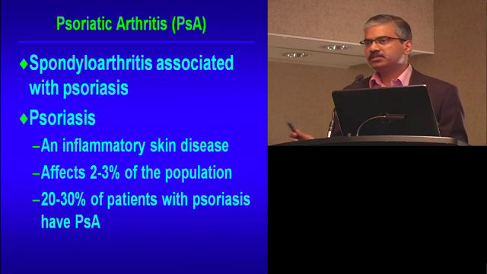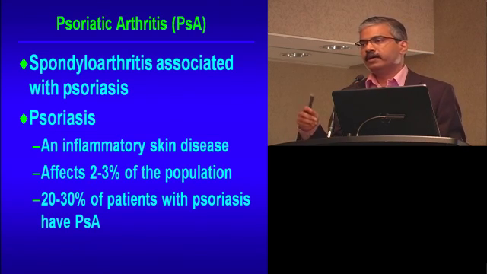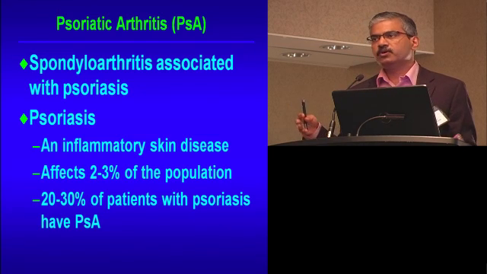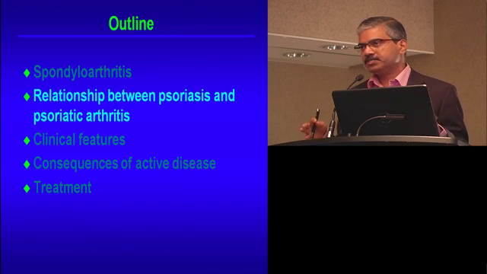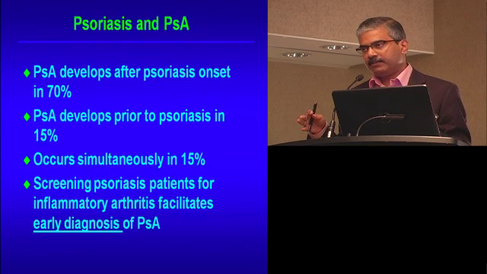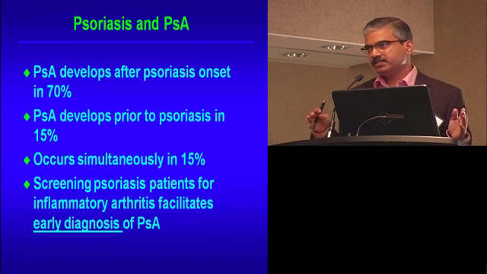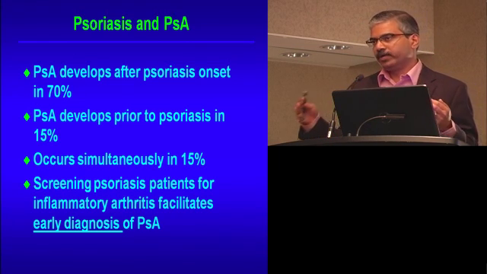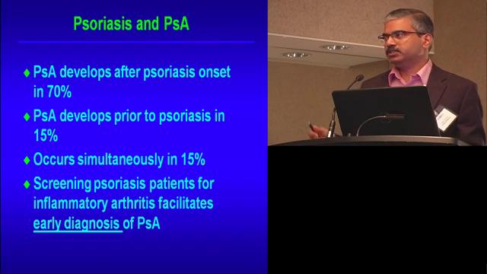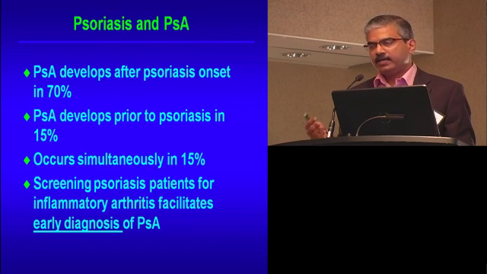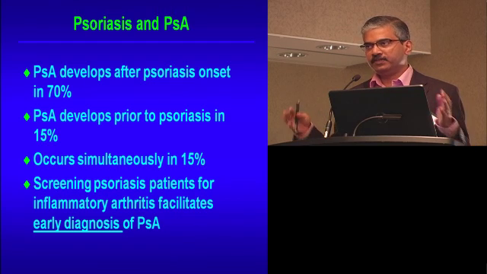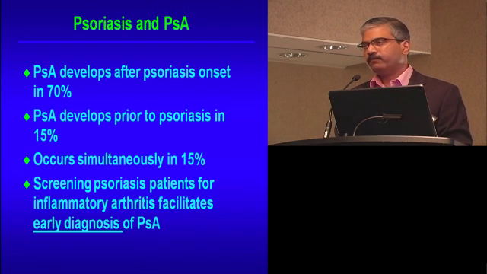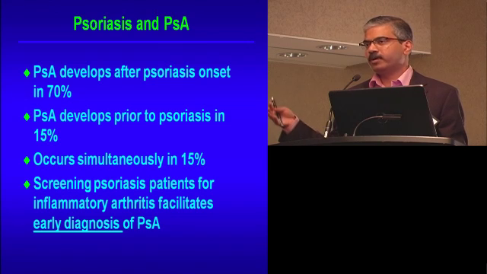And about 20–30% of patients with psoriasis eventually get psoriatic arthritis. So a large majority of them don't get it. And what is the relationship between psoriasis and psoriatic arthritis? About 70% of the people who have psoriatic arthritis, their skin disease comes first, and then eventually you get the arthritis. Not everybody, about 20–30%. And in 15%, you get both the skin disease and the joint disease at the same time, within a year's window. And in about 15%, you get the arthritis first, and then the psoriasis.